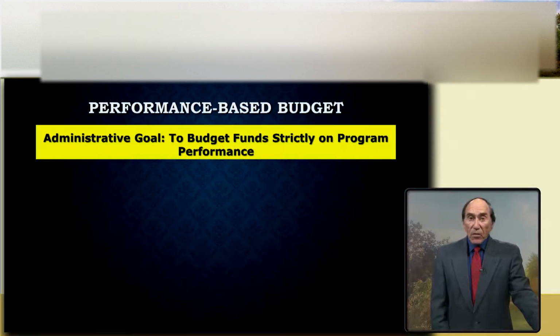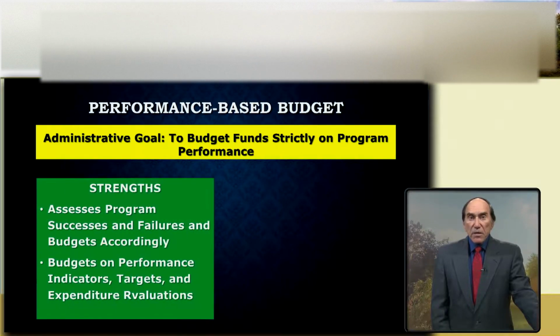Performance-based or outcome-based budgeting links resources to activities that best meet goals and measure outcomes. When administrators want to budget funds strictly on program performance, this method works best. Performance-based budgeting assesses program successes and failures and budgets accordingly, budgets money on performance indicators, targets, and expenditure evaluations.